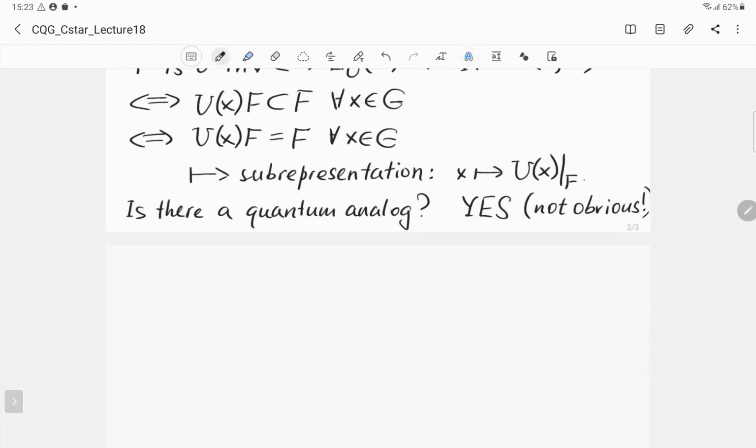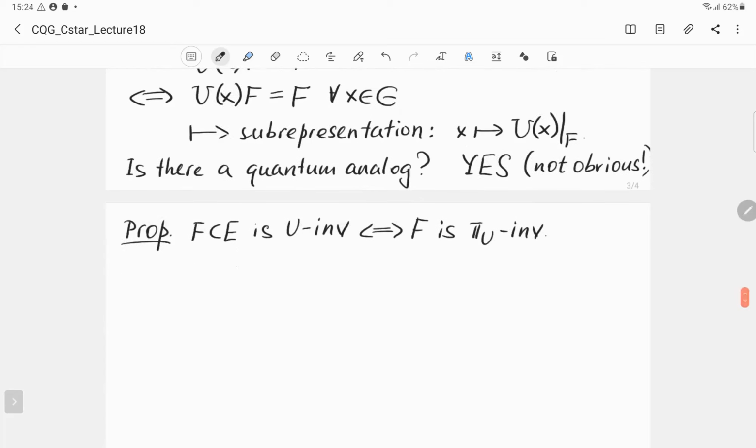Our next result again involves the representation of the dual algebra. I claim that a subspace F of E is U-invariant if and only if F is pi U invariant, which is quite useful.